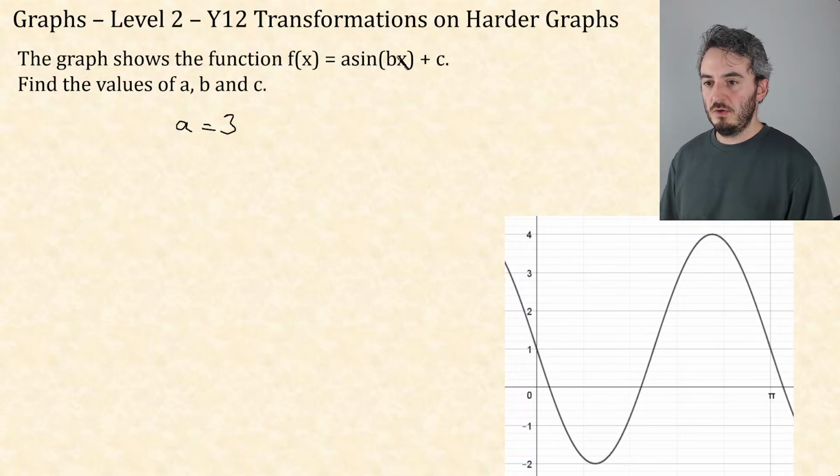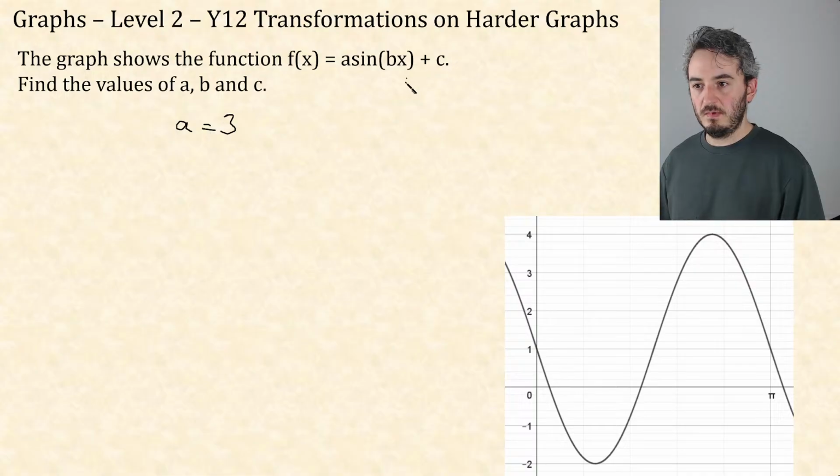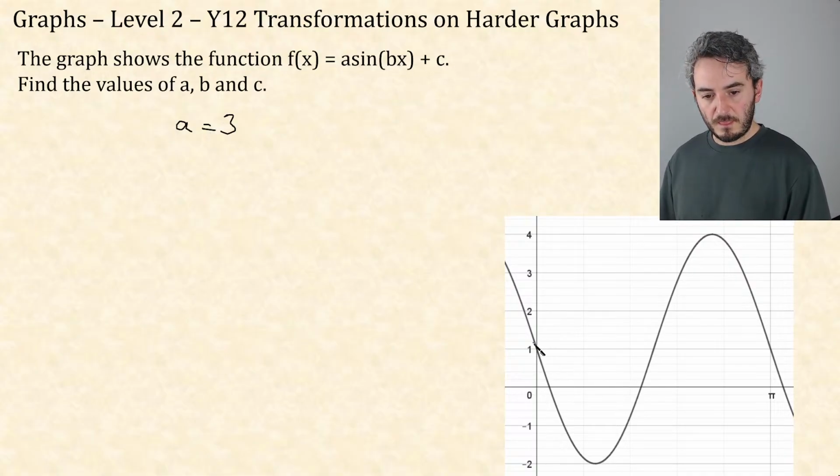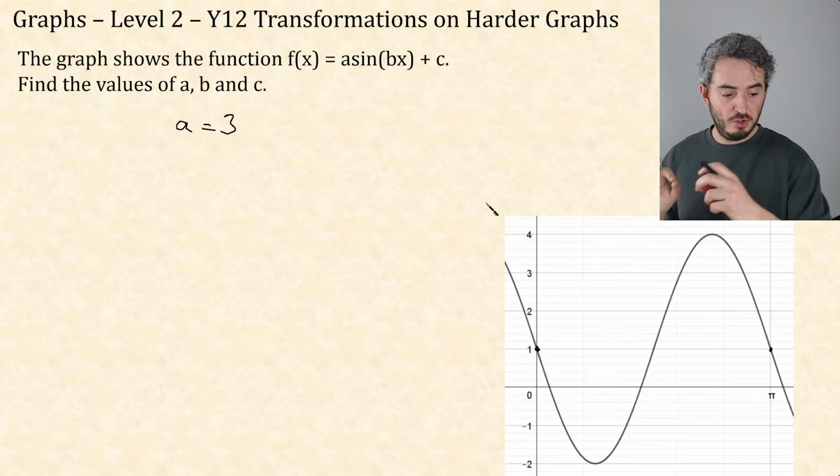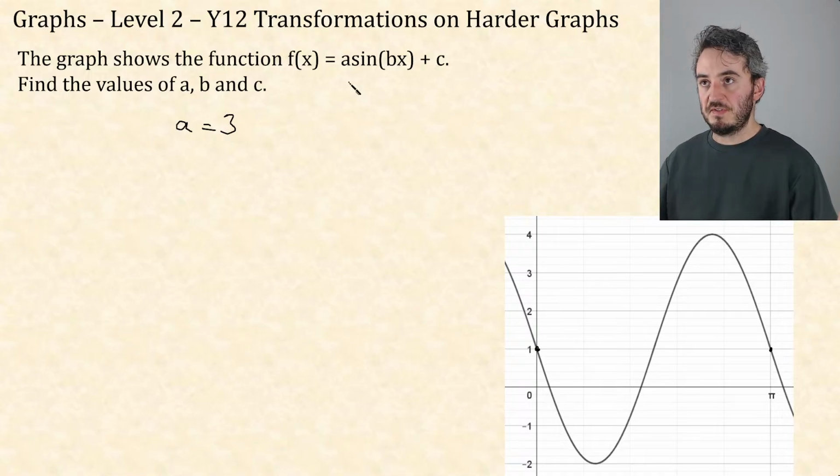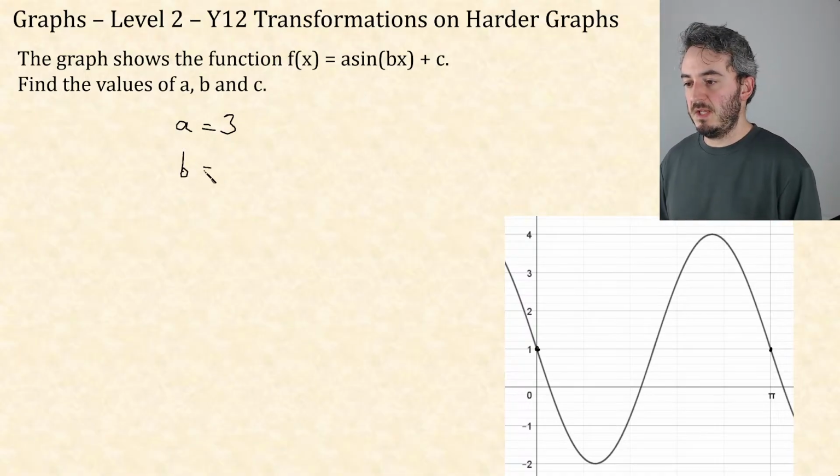Moving on, let's do the C. Well, it doesn't really matter which one. I'll do the C. Let's do B next. I see that the period of this one is pi, and in sine that would normally be 2 pi. So it's being squashed in by a scale factor of 2. So that means that B is 2.